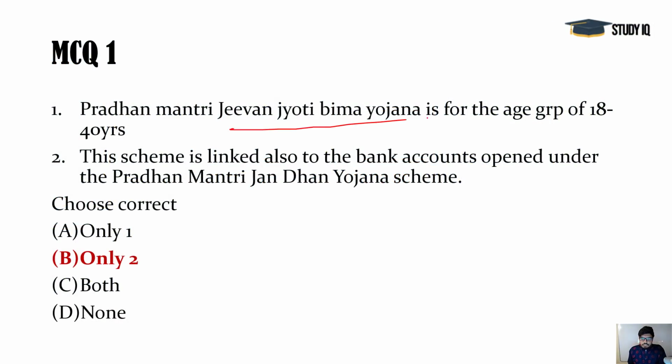Next, this Jeevan Jyoti Bima Yojana scheme is for 18 to 50 years, not for 40 years. So that's why this option is wrong, and it's a 4 year old scheme. We all know about that. And next, the Pradhan Mantri Jan Dhan Yojana scheme. These bank accounts were opened under the Jan Dhan Yojana in August 14, and this was connected with the Jeevan Jyoti and Suraksha Bima Yojana schemes. So only 2 is the correct answer here.